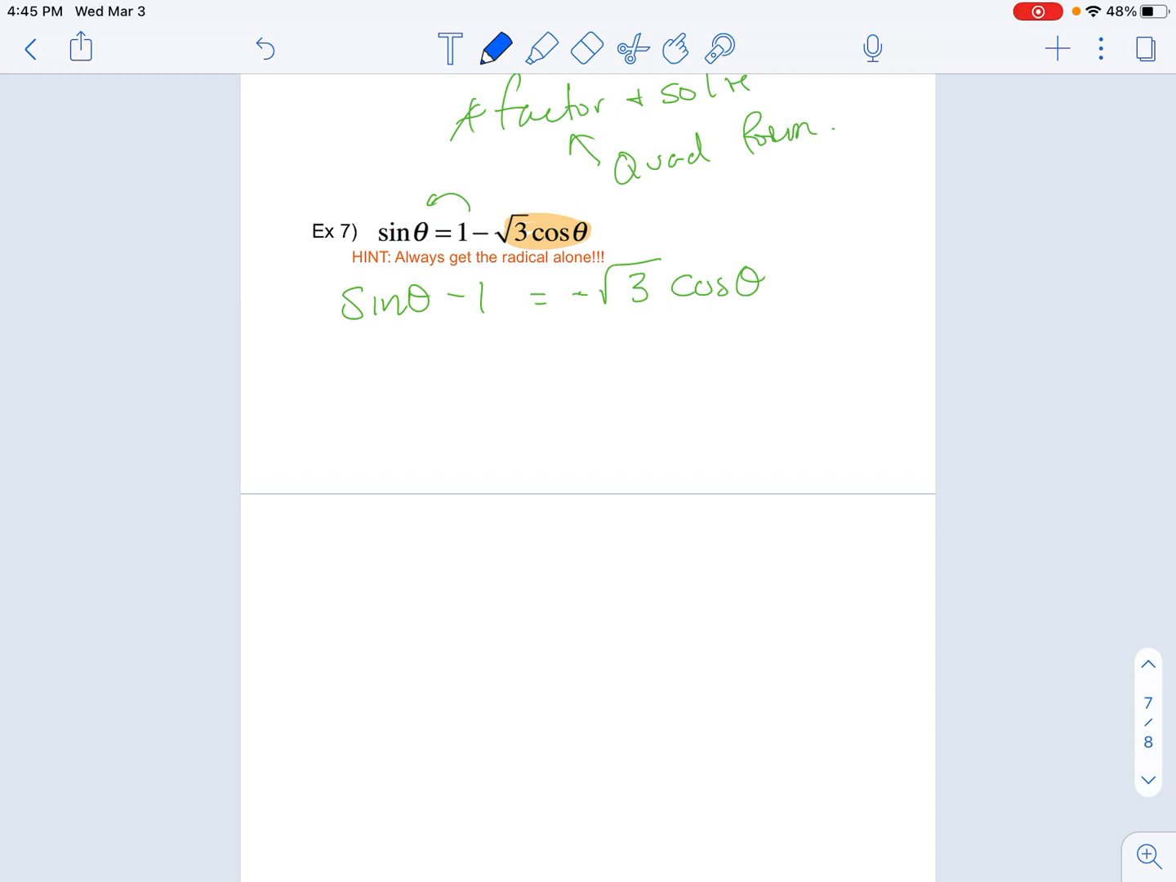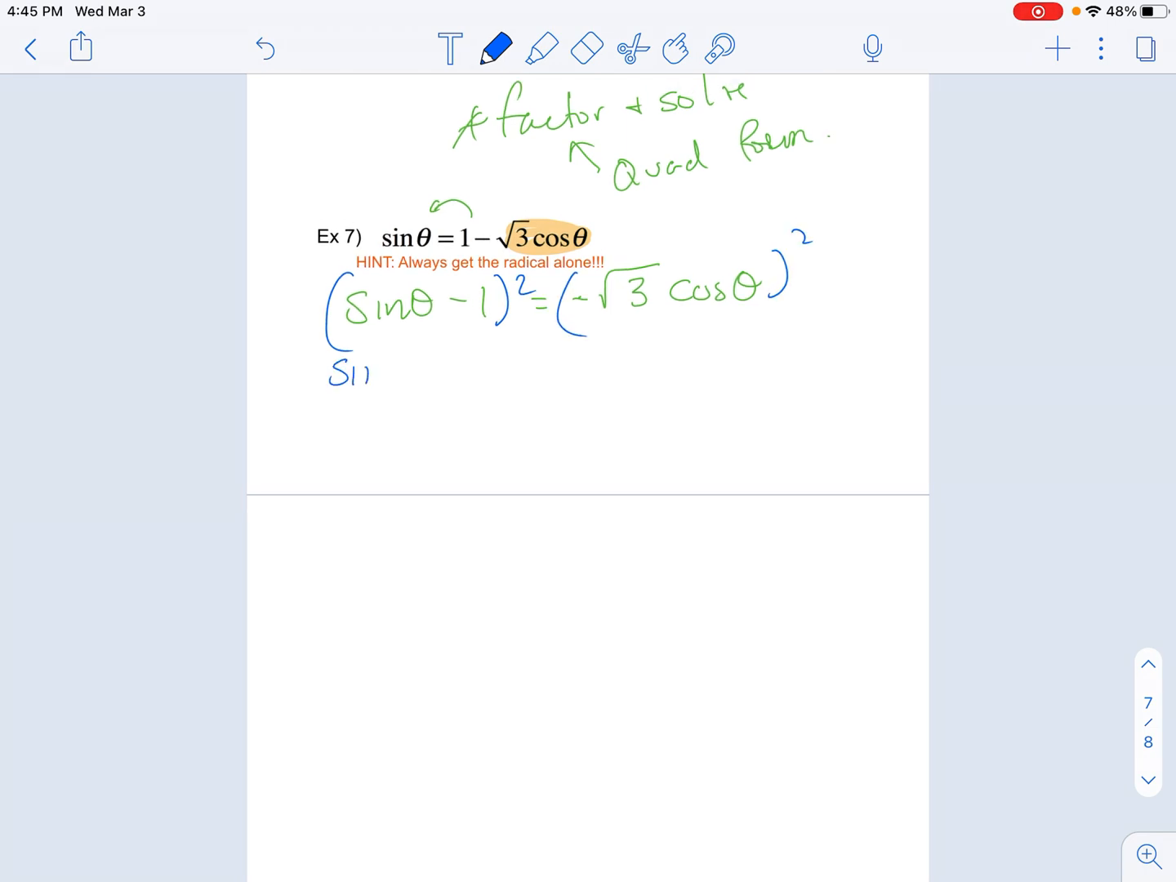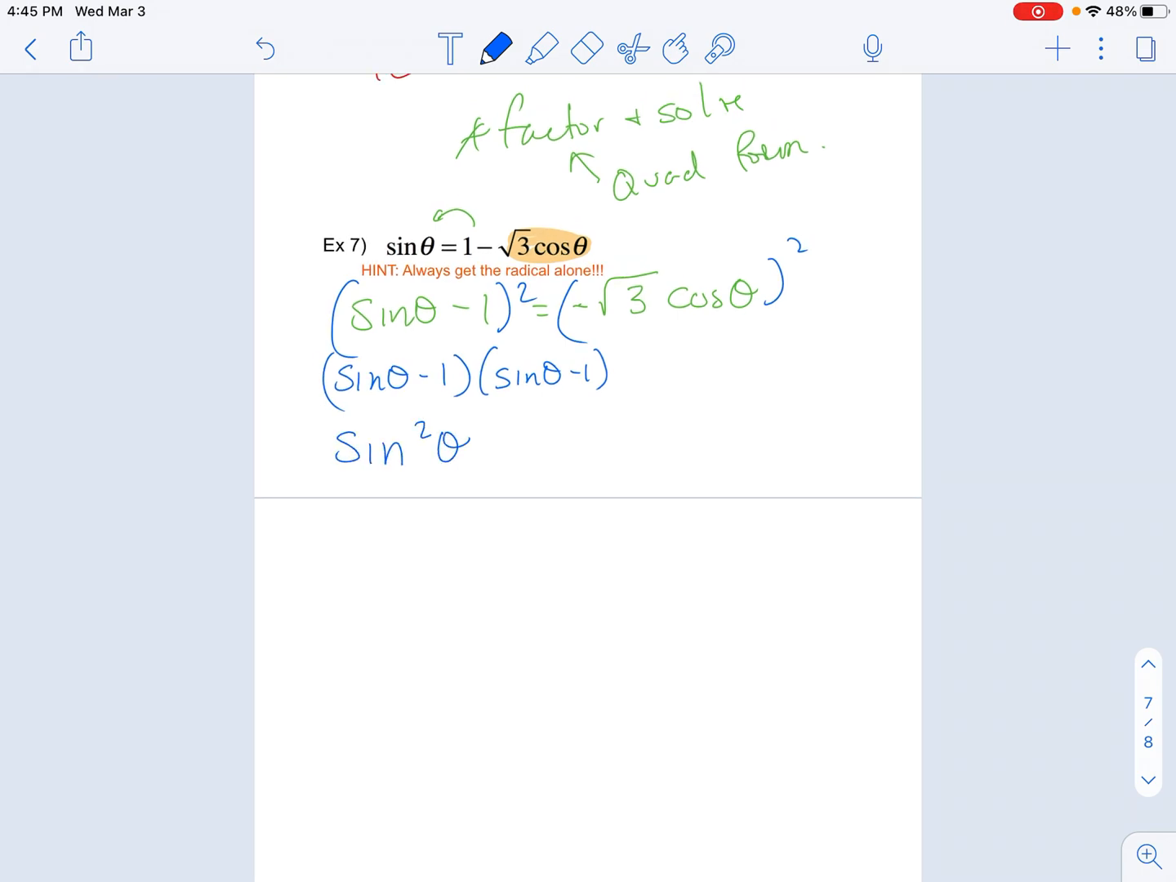Okay, so let's get rid of that root 3 as well, and let's square both sides exactly as it is right now. Squaring both sides means multiplying these out. So I've got sine theta minus 1 times sine theta minus 1. That gives me sine squared theta.